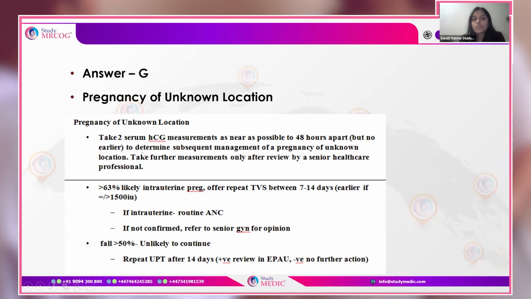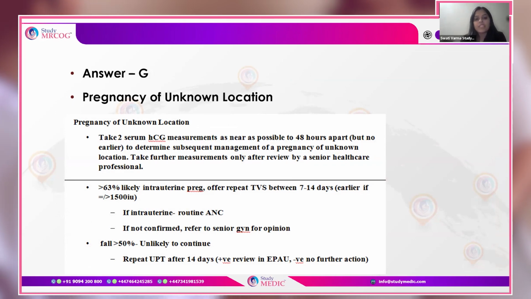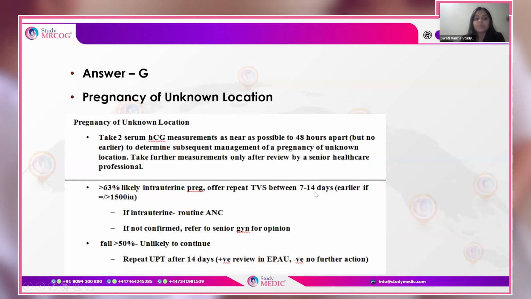What we generally do in such cases is take two serum beta HCG measurements as near as possible to 48 hours apart, as we have seen in this case. And then we can predict in which direction this pregnancy is going. Suppose the rise is more than 63%, it's likely to be an intrauterine pregnancy, so we can offer her repeat TVS between 7 to 14 days. If the fall is more than 50%, then it is unlikely to continue, so we will ask her to repeat UPT after 14 days. So depending on the beta HCG values and where they are going, we decide what to do.